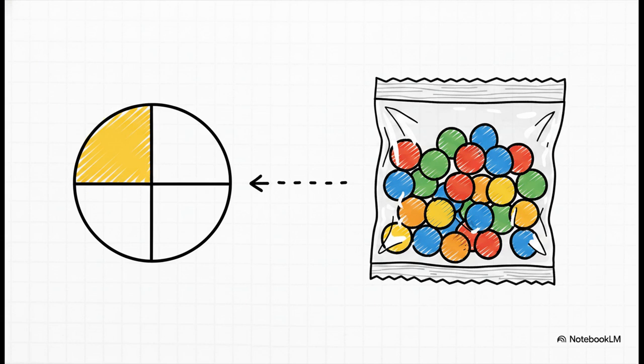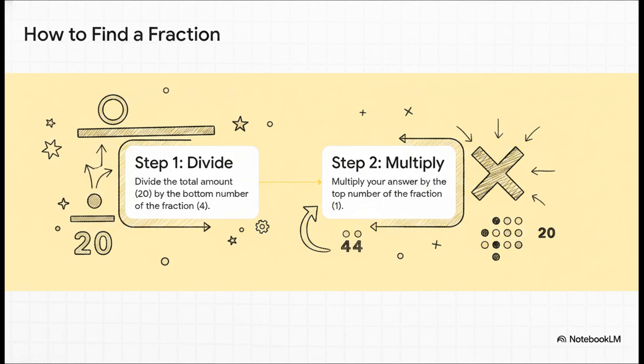So let's use a classic example to work through this. Imagine you've got a whole bag with 20 sweets in it, and you just want to find one part out of 4, or 1/4 of the bag. And here is the secret weapon. It's a simple 2-step formula that works every single time. First, you just divide the total amount, in this case 20, by the bottom number of the fraction, which is 4. Then you take that answer and you multiply it by the top number.